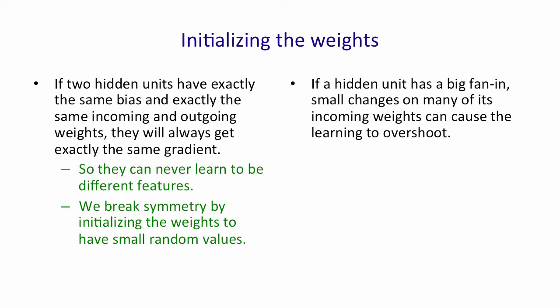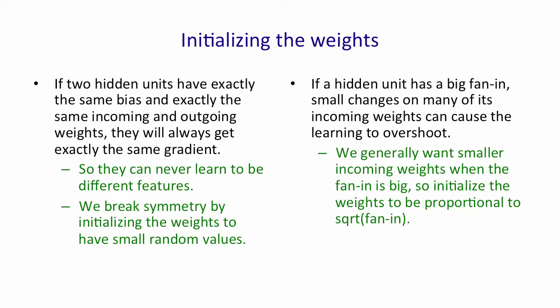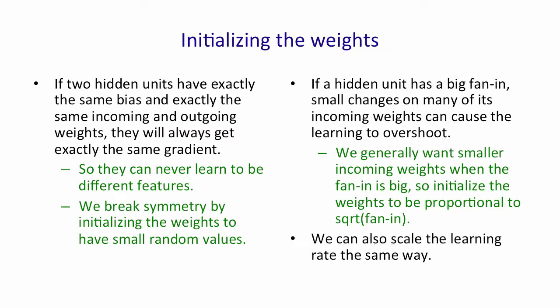Those small random weights shouldn't all necessarily be the same size as each other. If you've got a hidden unit that has a very big fan-in, and you use quite big weights, it'll tend to saturate it. So you can afford to use much smaller weights for a hidden unit that has a very big fan-in. If you have a hidden unit with a very small fan-in, you want to use bigger weights. Since the weights are random, it scales with the square root of the number of the weights. So a good principle is to make the size of the initial weights proportional to the square root of the fan-in. We can also scale the learning rates for the weights the same way.